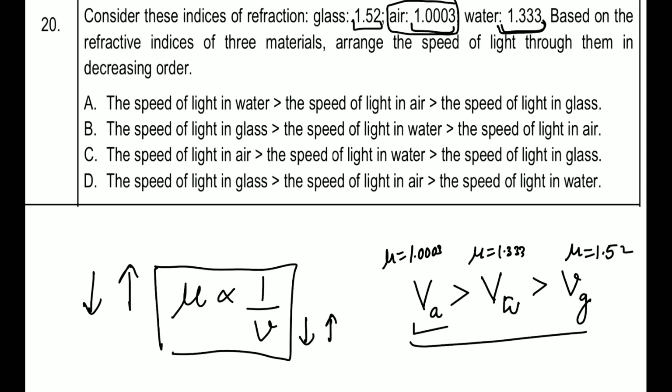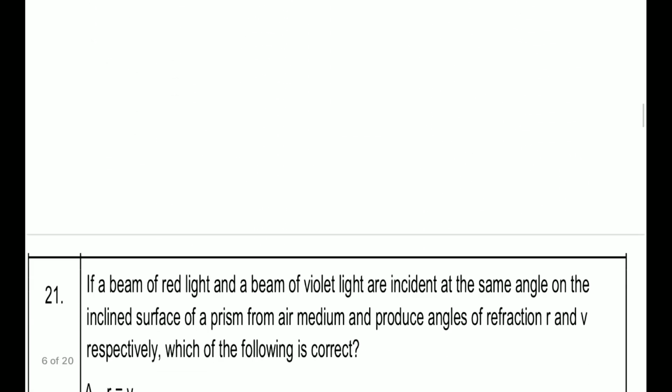So let's say this is there in any of the options. You can see the speed of light in water is greater. No, this is wrong option. Speed of light in glass is greater than the speed of light in water. No, this is again wrong. Let's talk about C. Speed of light in air is greater, okay, than speed of light in water, okay, great, than speed of light in glass, right? So option number C is the correct answer. Option number D is also wrong. So I hope you guys can understand that. Yes. Okay, let's move forward.